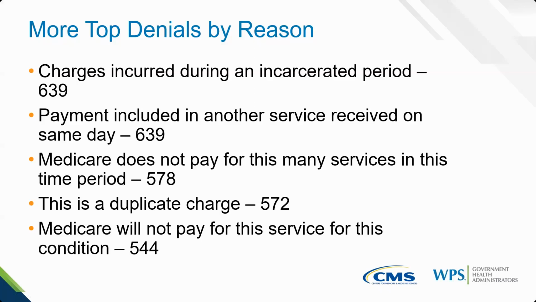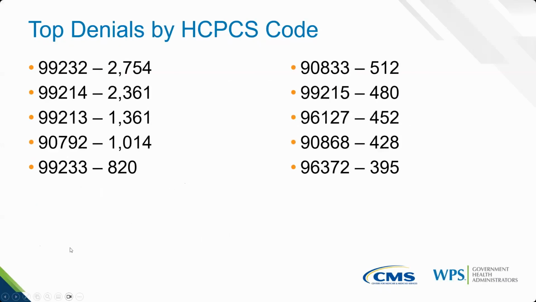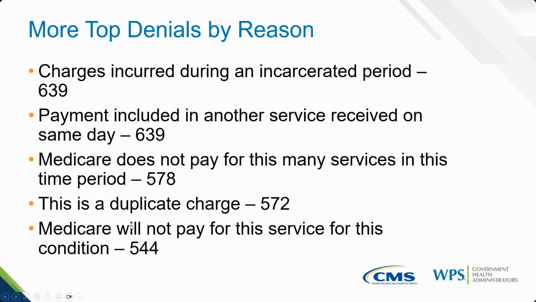Medicare does not pay for this many services in this time period, 578. That's a frequency denial, which means medical necessity. Every time something denies due to frequency, you're talking medical necessity. You should consider presenting your patient with an advance beneficiary notice of non-coverage for this type of denial, because it really truly means that it's a medical necessity denial.